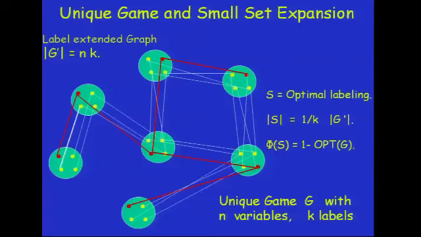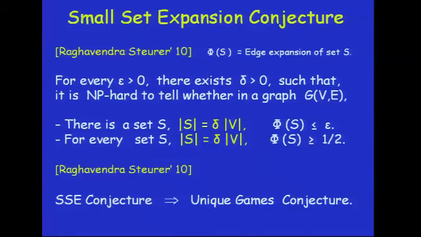In particular, if it was a very good labeling, meaning the optimum was very close to 1, this is a set whose expansion is at most some epsilon. So it's a set that does not expand. So unigames, roughly speaking, is about finding sets in graphs of size 1 over k which do not expand. And in fact, that's now a conjecture. Raghavendra and Steurer conjectured that this problem is hard: finding small sets in graphs which do not expand.